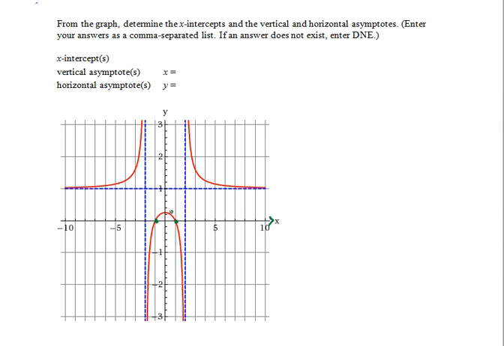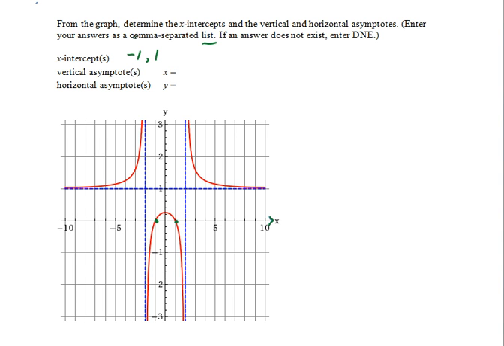This time we're just going to list the real numbers, -1 and 1, the values of x where the curve crosses the x-axis.